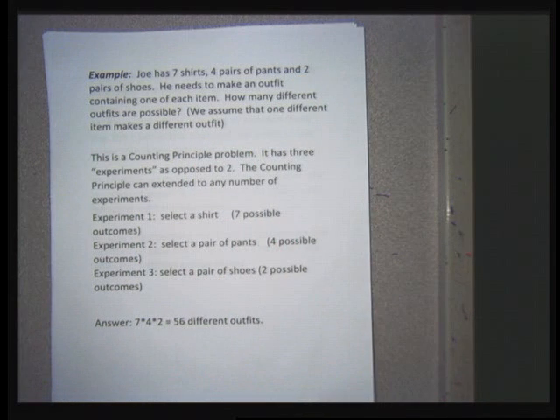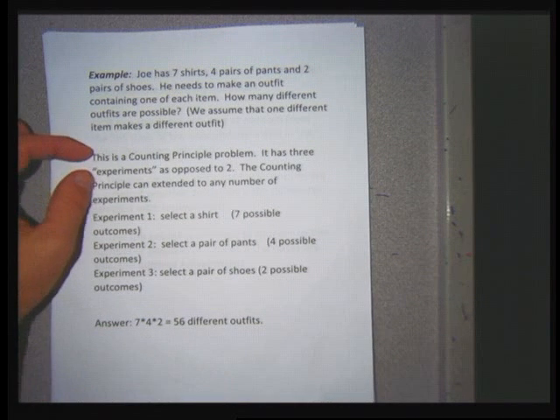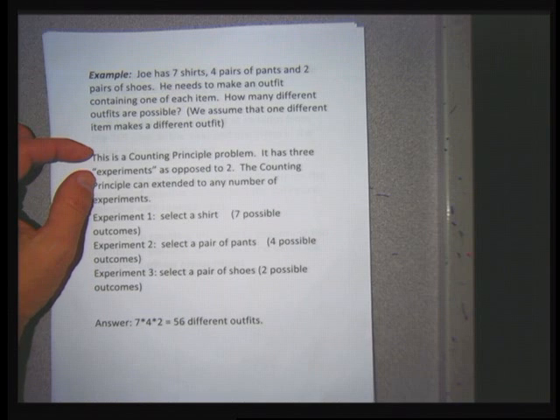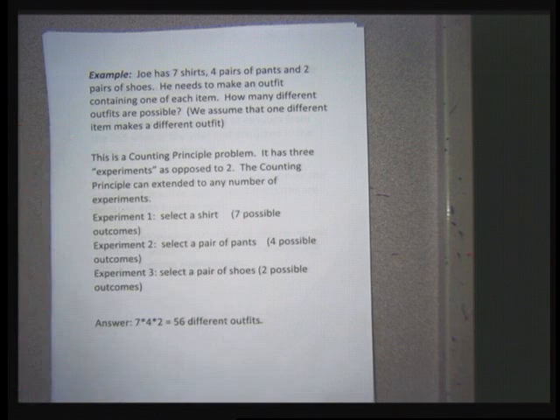But in terms of the counting principle, changing one of the items of clothing is going to create a new outfit, even though it looks essentially the same. So it won't be that different, some of the outfits. So this is a counting experiment problem. It has 3 experiments as opposed to 2, and the counting principle can be extended to 100 experiments if you want. If you know the number of outcomes for each experiment, you just multiply those numbers, and that will give me the number of possible outcomes.